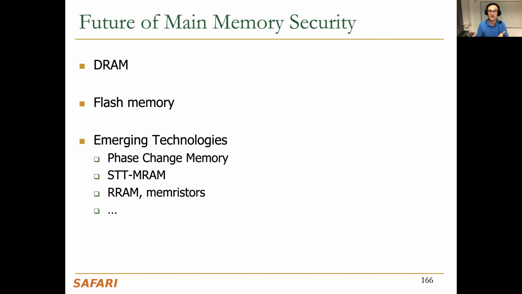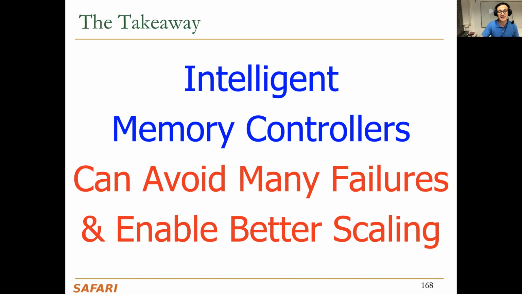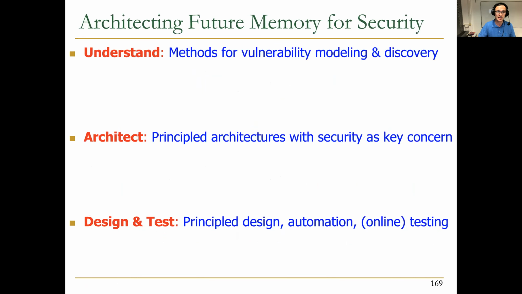Clearly, we need to think about these security problems, disturbance problems, noise problems that can lead to safety, security, and reliability issues. I believe with intelligent controllers and memory and controller cooperation and co-design, we can actually fix a lot of these issues, in my opinion. Because intelligent controllers can avoid many failures, enable better scaling. They can be updated, patched in the field much better, especially if they're programmable and reconfigurable. So I believe we need to actually follow 3 major directions, frankly. First, we need to understand the issues.